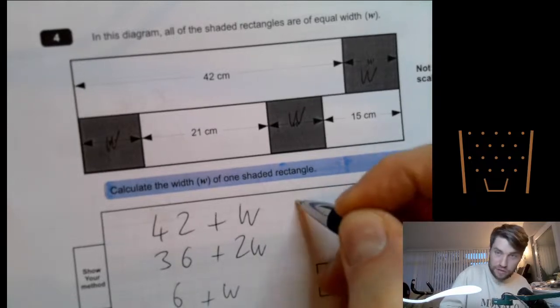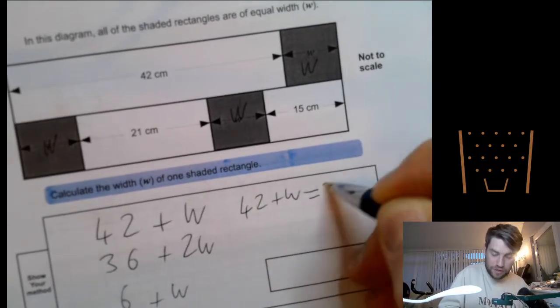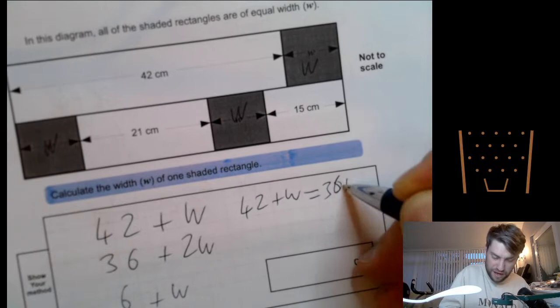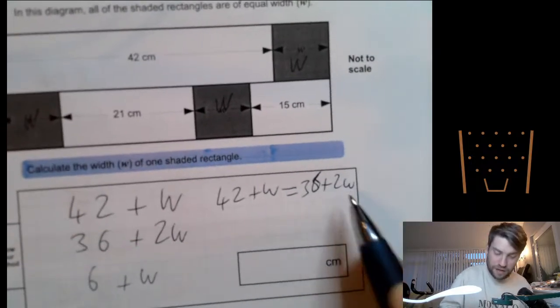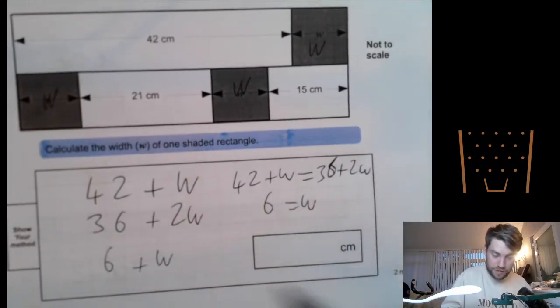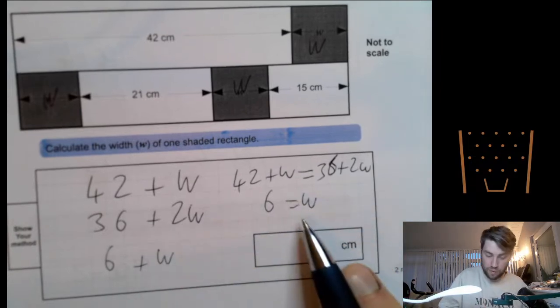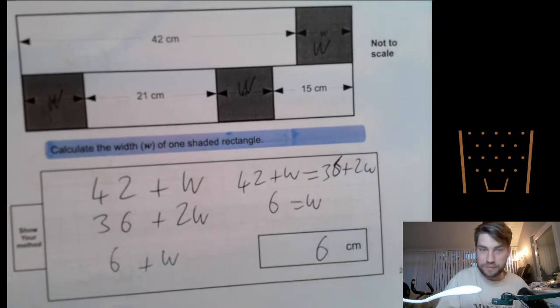Do you know what? I set it out slightly differently. So 42 plus W, sorry, I should have put equals 36 plus 2W. I realised I confused myself then, because I've still got the same answer, but this will help you understand it a bit better. Right. So take away the W's and take away that. So it'll be 6 equals W. Sorry. Same thing. I set it out differently. So I know 1W equals 6, and that is the answer.